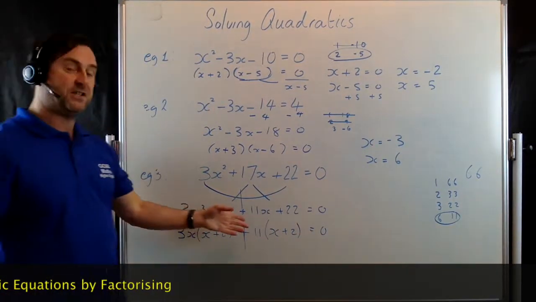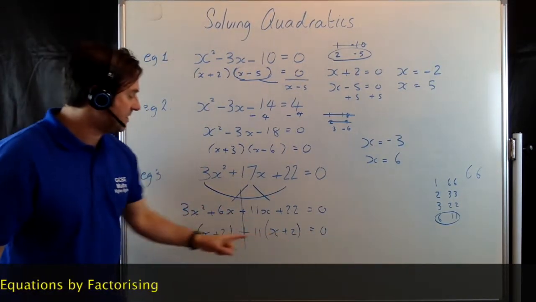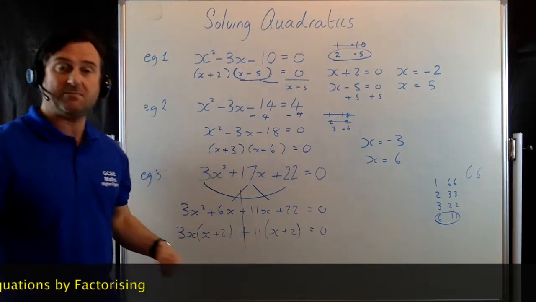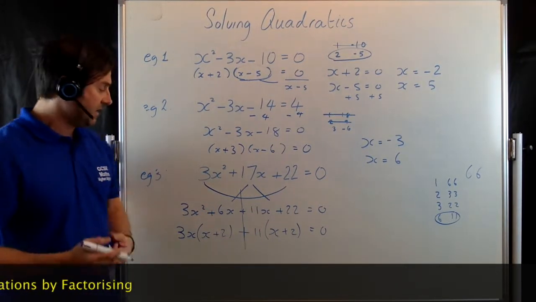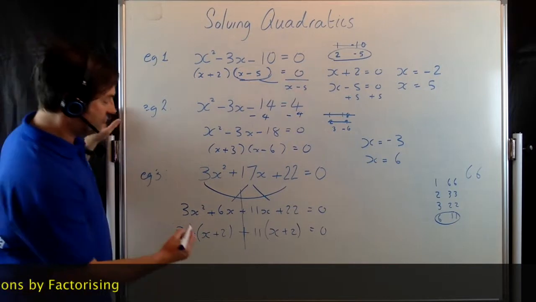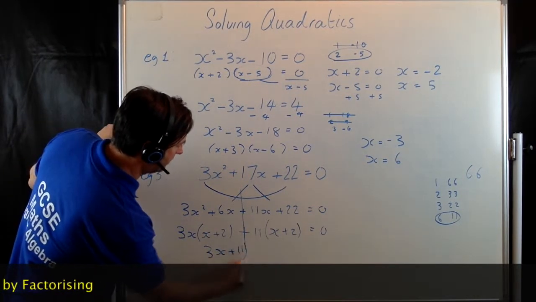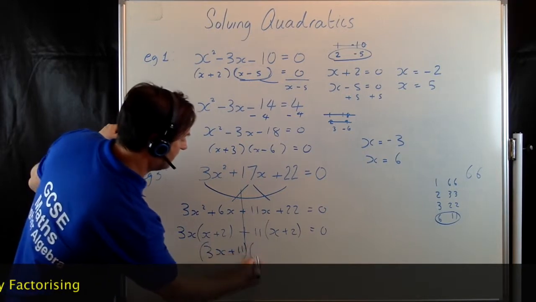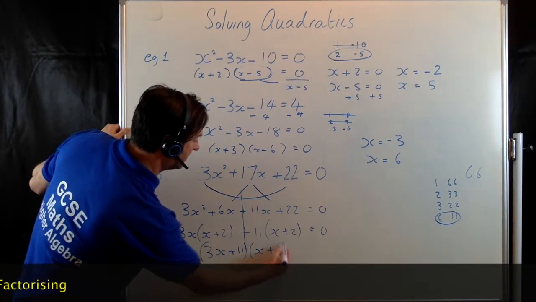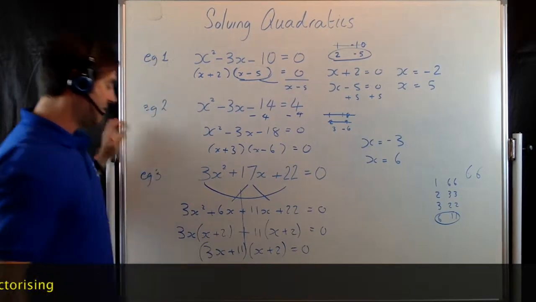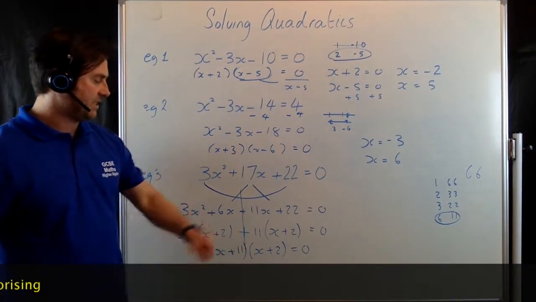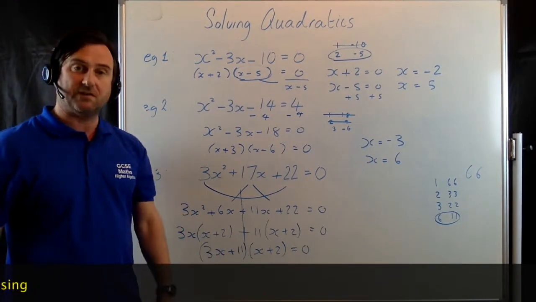If you remember from the lessons on factorising, these numbers inside the bracket should be the same. If they're not, you've done something wrong. All I do to finish this off is write 3x plus 11, whatever's outside the brackets, in one set of brackets, and whatever is inside the brackets in the other set of brackets. So I'm left with 3x plus 11, x plus 2 equals 0.